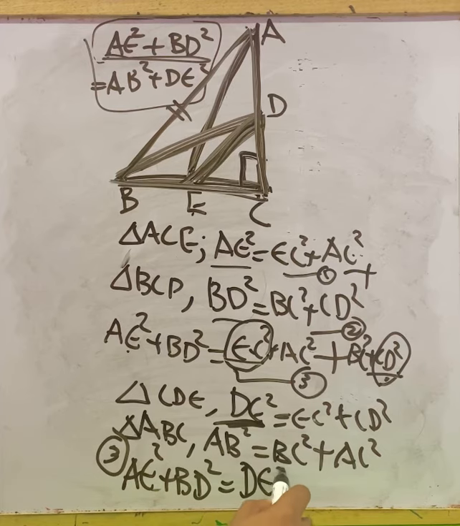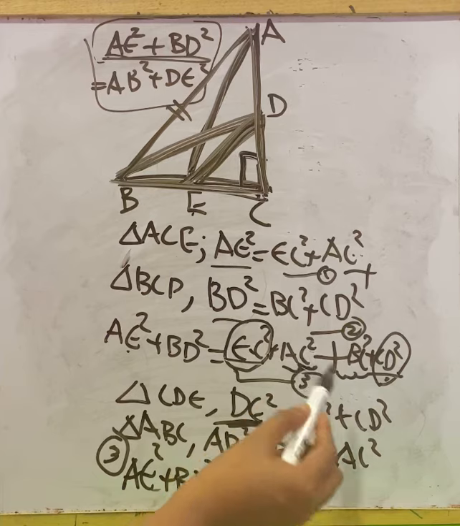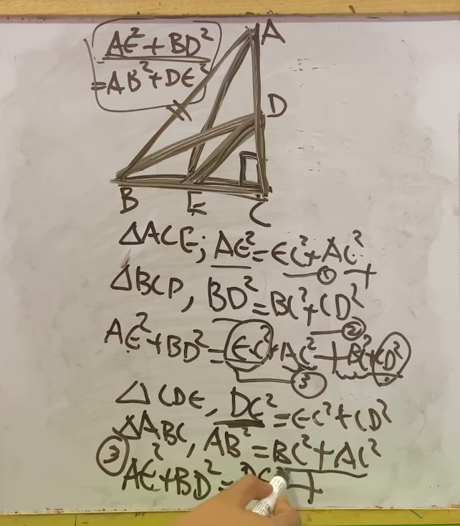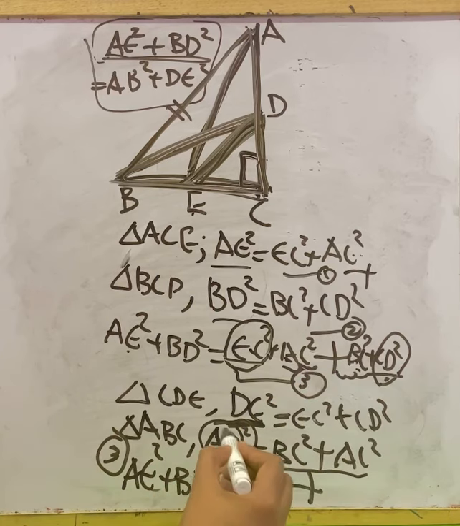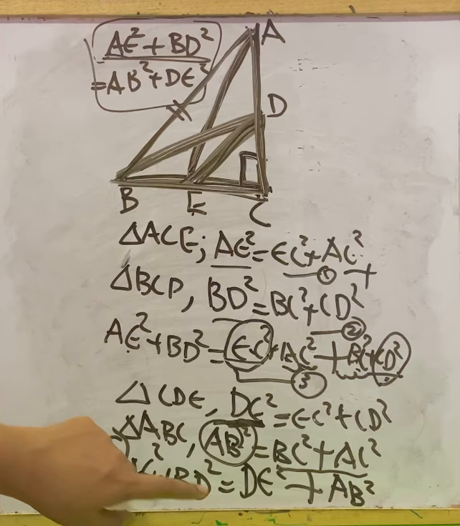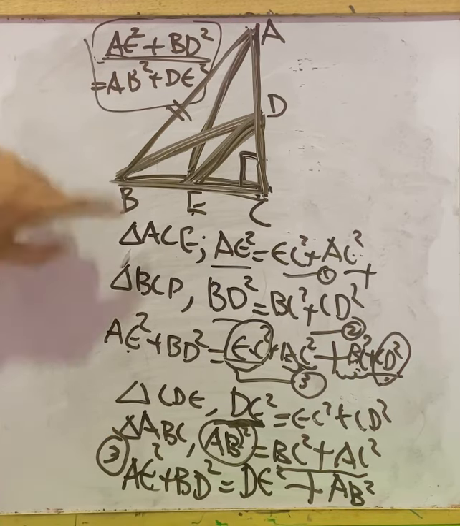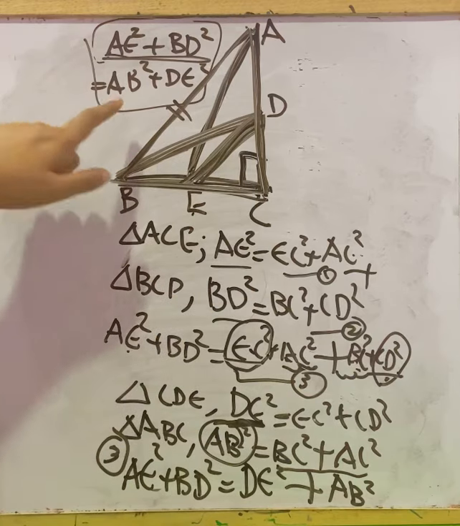Instead of that, we will write DE square because their sum is DE square. So DE square plus, now we can see BC square and AC square. Look here, BC square plus AC square is AB square. So instead of these two terms, we will write AB square. Now check it with the question. It is what we have to prove. That is AE square plus BD square is equal to DE square plus AB square. We proved it.